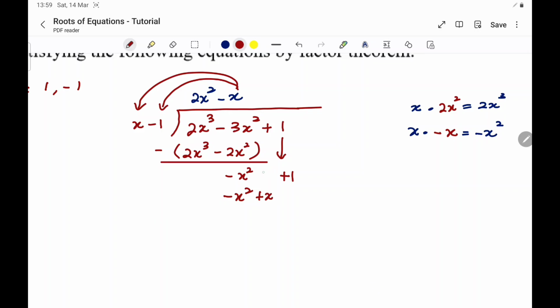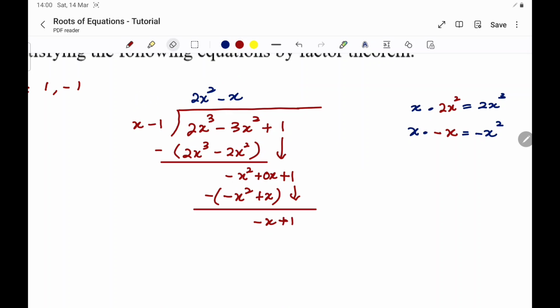So actually we don't have a variable of x, right? So you just put 0x here. Now you put bracket, minus. Negative x squared minus x squared, you're going to get 0x squared. Then 0x minus x, you're going to get negative x. And you bring down the 1, like this, plus 1. Now we have to proceed with the same thing.